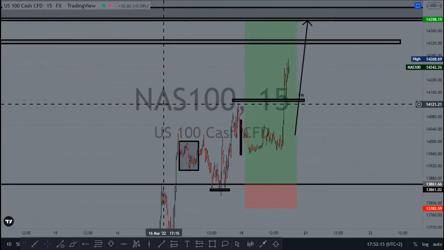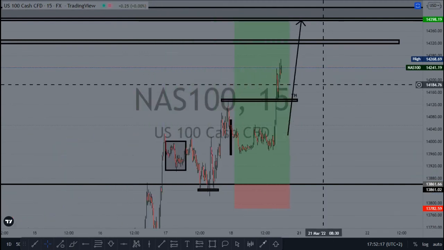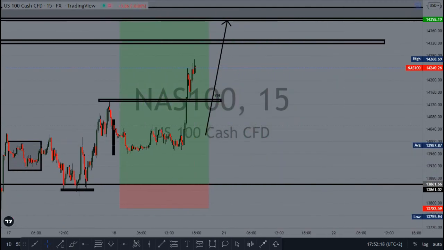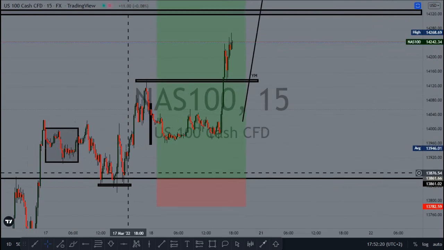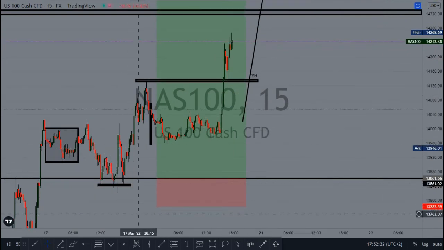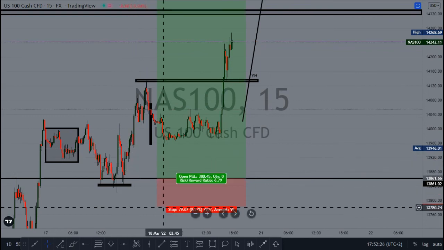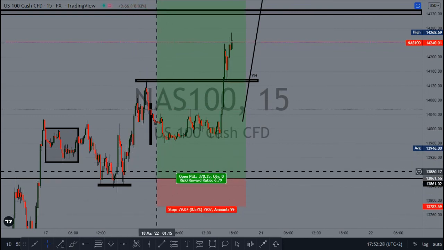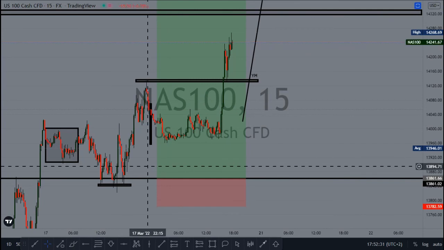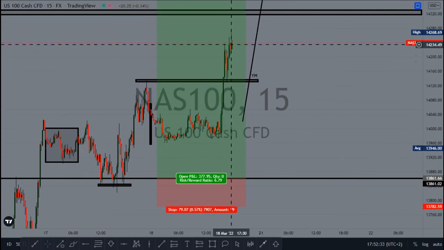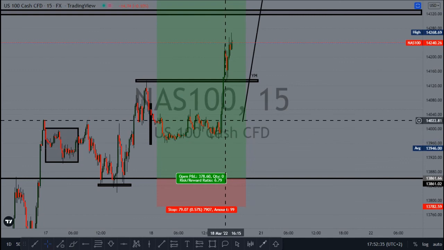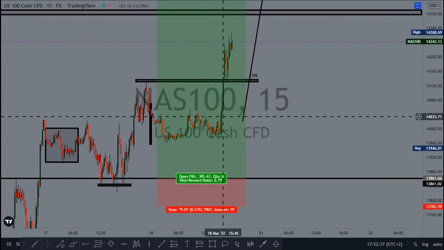So this is one good setup that we took. We took an entry right here, and our stop losses were here. Once the market came here, we trailed our stop losses here to the entry point. So, and when the market broke at this area today, we decided to move our stop losses to this area.